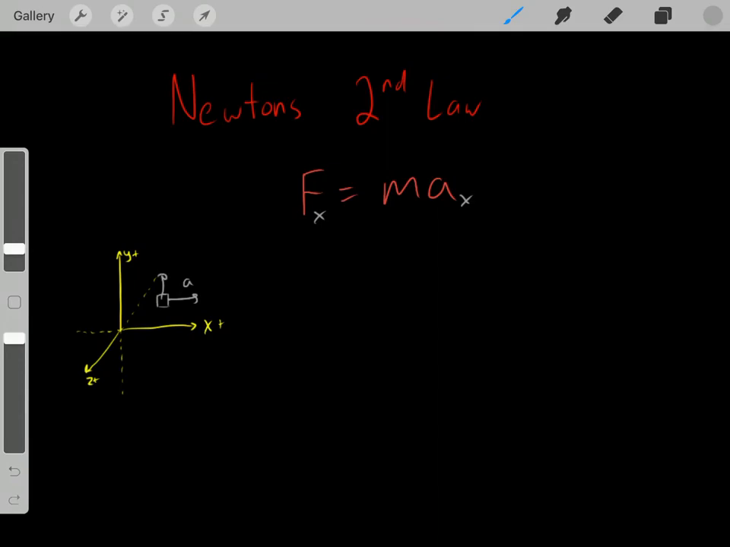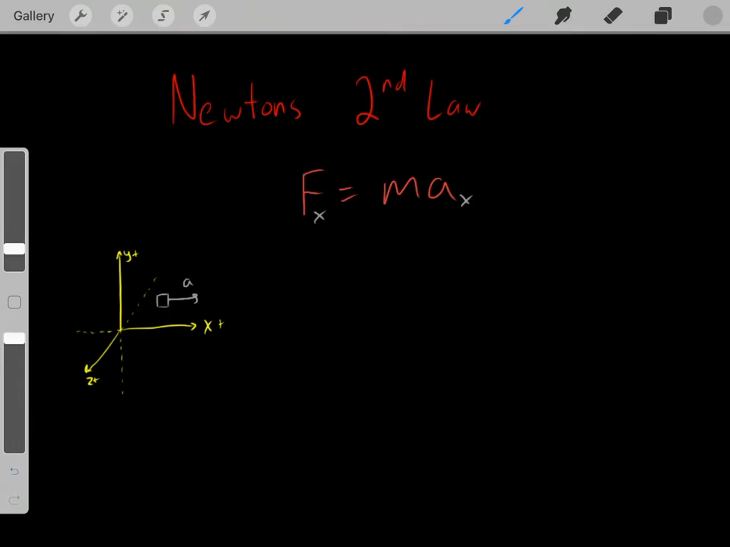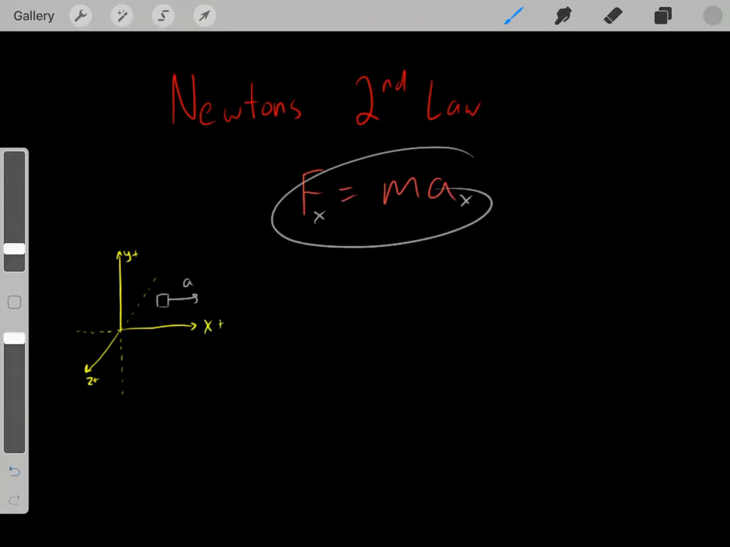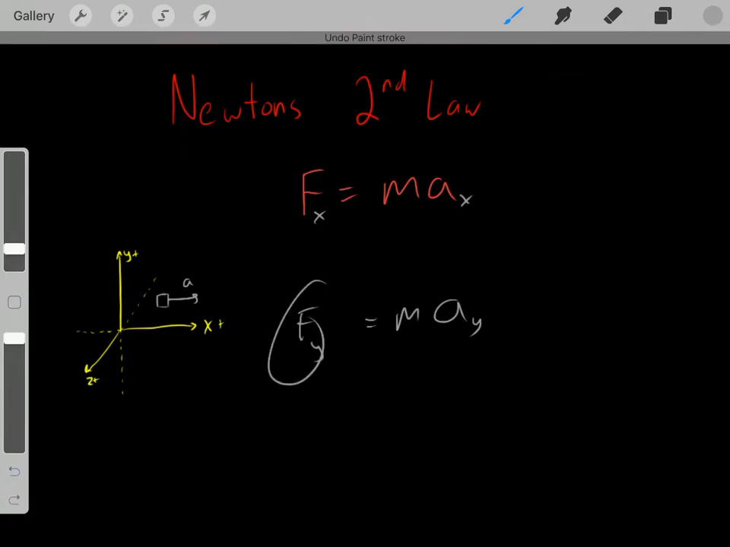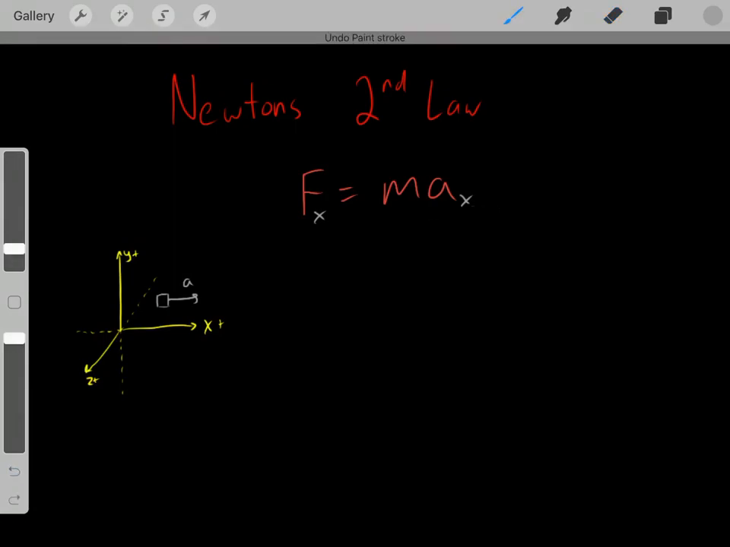Any force in the y direction doesn't impact the acceleration in the x direction. So any force in the y direction wouldn't be included in this equation. So that's a limitation of this equation. You can only limit yourself to a particular direction. However, if you wanted to find the acceleration in the y direction, you would need to reuse this equation, but this time find the forces in the y direction. And then if you know the forces in the y direction, you can find the acceleration in the y direction. So when using this equation, you need to limit yourself to a particular direction.